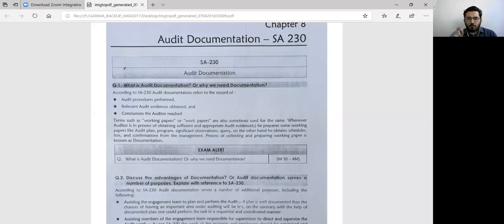So with the help of audit documentation, you can prove, if someone questions you that you have not conducted the audit properly, to them you can prove it that you have done the audit correctly, you have followed all the standards on auditing, you have followed all the ethical requirements, you have done whatever best you could do in conducting the audit, right?